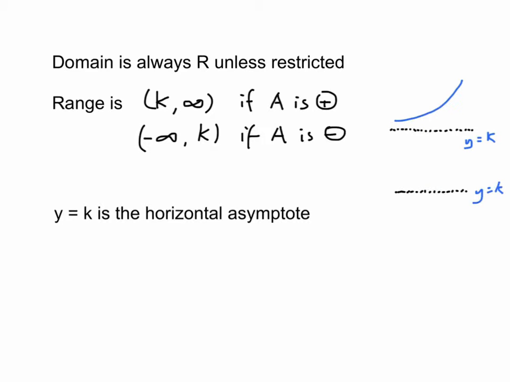Okay, the domain is always R unless we've restricted the x values. Now the range is going to be above k, which we write as (k, infinity). We don't include the k because it's an asymptote, if a is positive. And you could also have a shape looking like this, and that would still work as well. The range is downwards from k, which we write as (negative infinity, k), with the brackets around there, if a is negative. In other words, we had maybe a shape like this, or perhaps a shape like that. Can you see that the y values start at negative infinity and go all the way up to k? And y equals k is the horizontal asymptote.